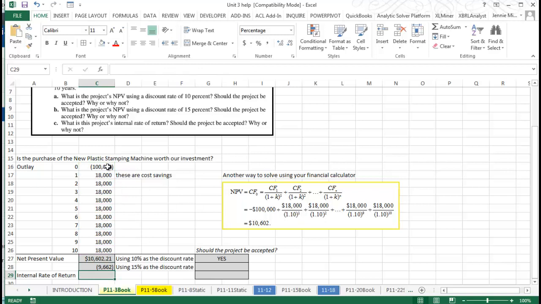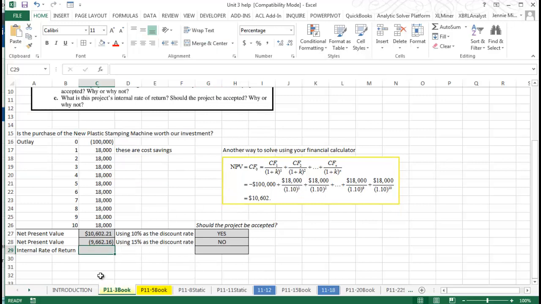That shows me that if I were to do this at a 15% discount rate, it does not return my investment. In fact, I have a net present value of a negative number, and therefore we do not want to accept the project. We would say no. The next thing you're asked to do is called internal rate of return.